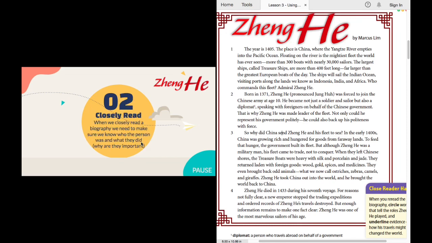Alrighty, next step is to closely read, right? So when we closely read a biography, we need to make sure that we know who this person is and what they did. Why is this author writing a biography about them? So, like, why are they important? So after I closely read, I should be able to answer all of those things. If I can't answer all of those questions, then that means I didn't read closely enough.